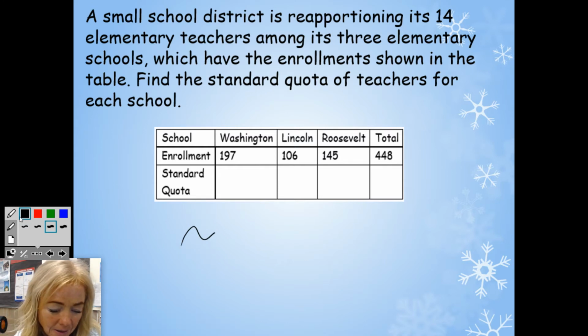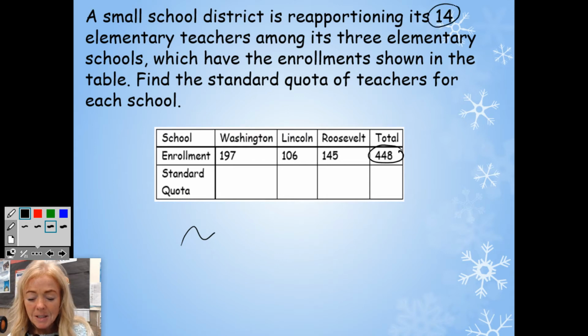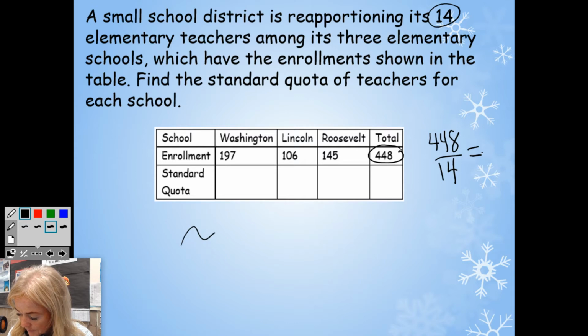So the first thing we're going to do is take our total, and knowing that we have a total of 14 teachers among these 3 elementary schools, we'll take the total enrollment and divide it by the total amount of teachers to determine how many students per teacher, or what the standard divisor is going to be. So 448 divided by 14 is going to be 32. So our standard divisor is 32.